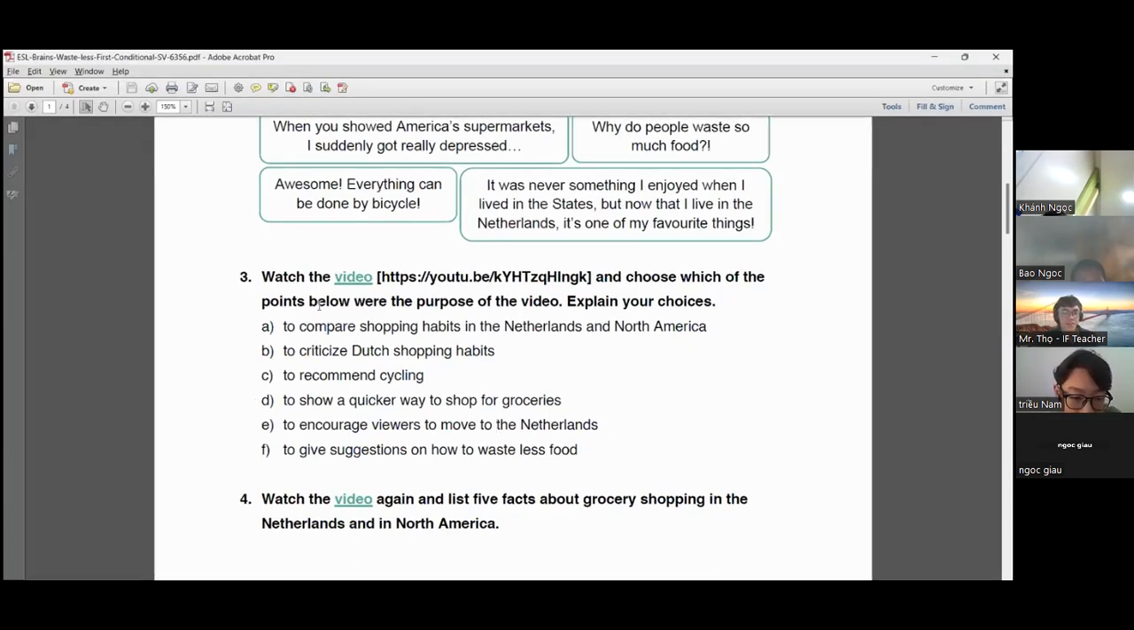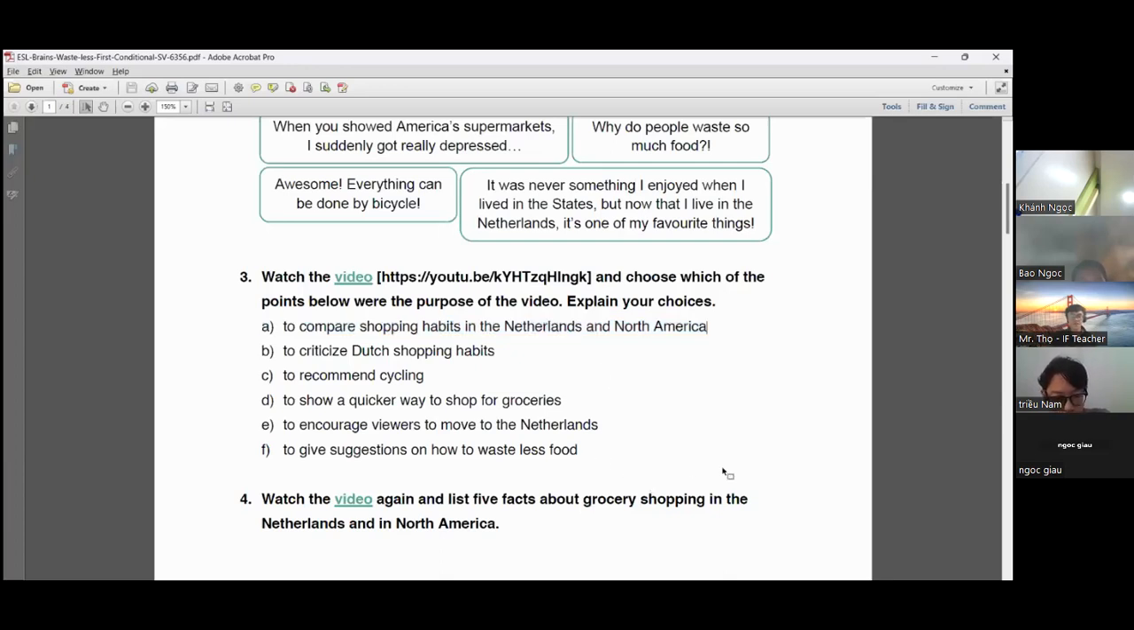What are the main points of the video? Main point is to say that the big malls are wasting too much food. People have to use cars to move to big malls, and many of the cars will make the road full of traffic jams and waste too much oil.